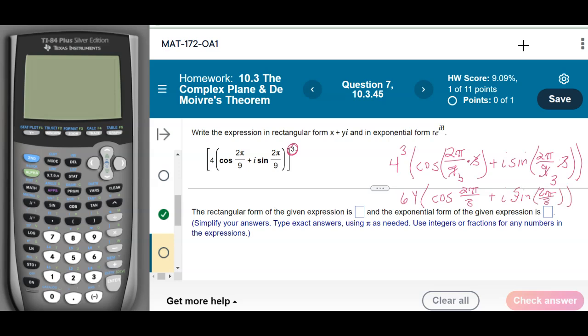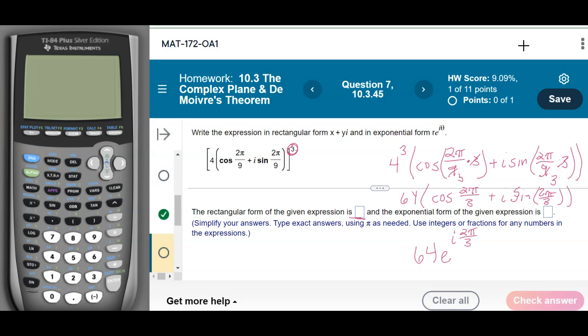Okay, but look at what it's asking us to do. Give it to us in rectangular form and then exponential form. Exponential form is much easier. The exponential is just the value of r that we have right now, and then e to the i times that 2 pi over 3. So that's the exponential form.